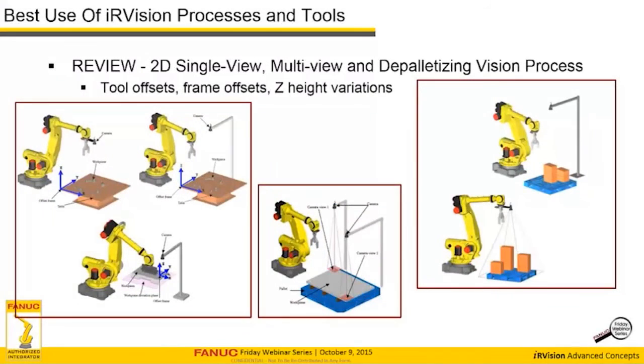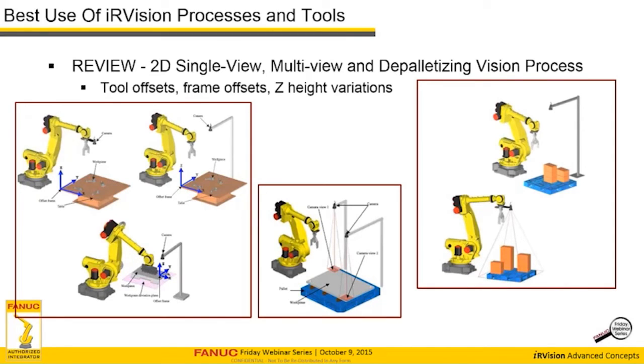Very quick review. Best use of iRVision processes and tools, the actual tools that you might be working with. Of course, we have the 2D single view functions that use robot mounted camera, fixed mounted camera, and to find user frame offsets. That would be for the pick side of the process. And we also have fixed frame, fixed mounted camera with a part in grip that would be used to provide a fine-tuning tool offset once the part is in grip.